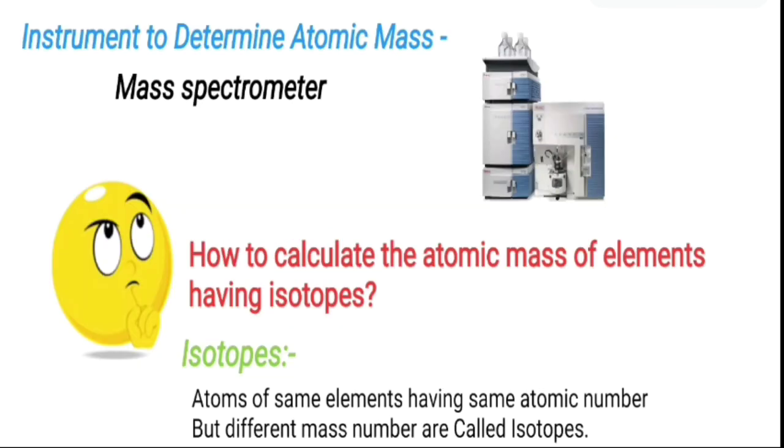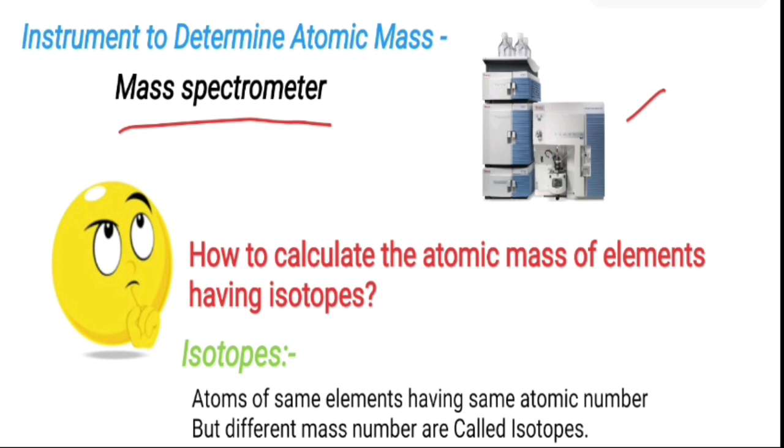What is the instrument we are using nowadays to measure or calculate the atomic mass? The instrument is a mass spectrometer. You can see the picture of the mass spectrometer. Now there is a question. How can we calculate the mass of an element showing isotopes?